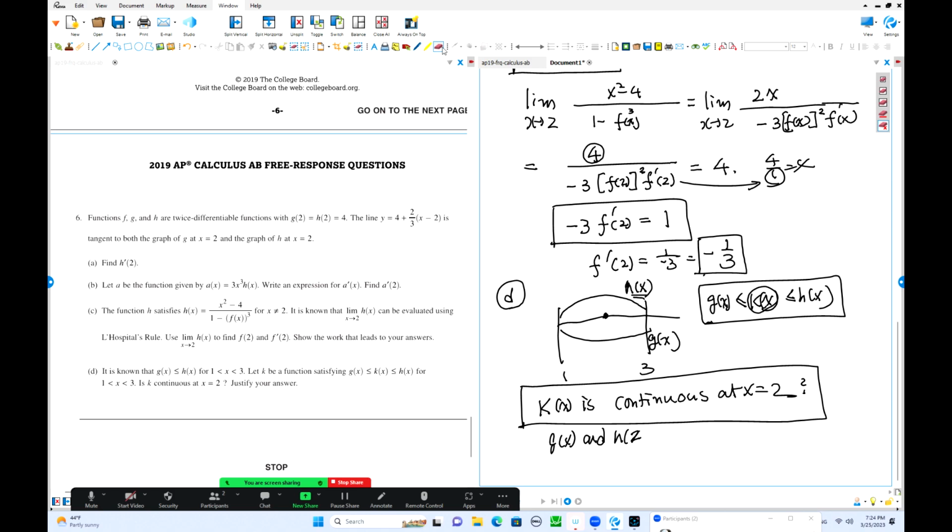Okay, I'm going to graph this. I'm going to graph H of x, which is continuous. Okay, this is continuous.